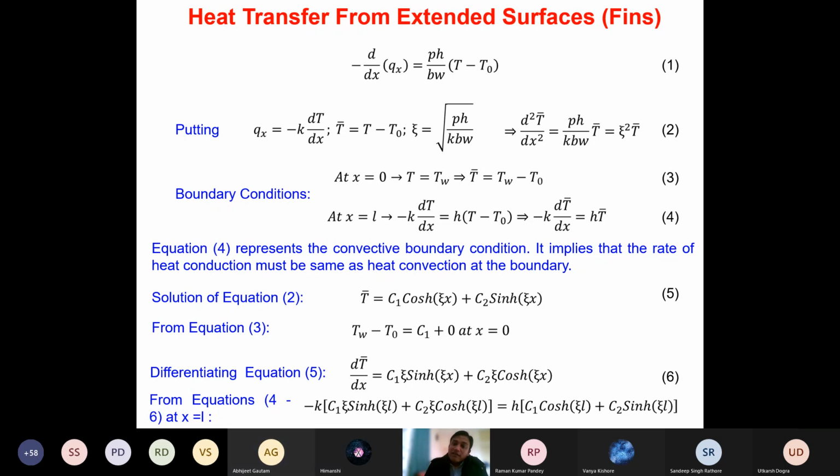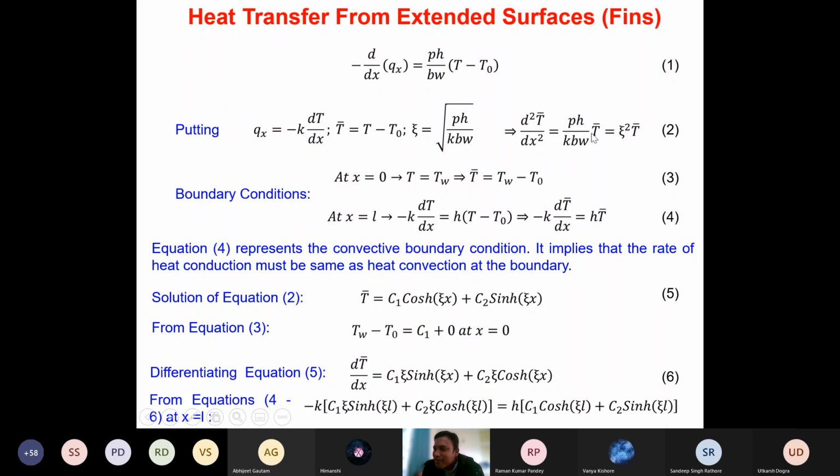Yes, sir. Now this is the equation we started with, the final equation we had: d square T bar divided by dx square is equal to zeta square T bar. A similar equation we have seen earlier for the two-dimensional heat conduction, isn't it? There we solved the equation for two cases. One was minus lambda square T, and another one was plus lambda square T, isn't it?